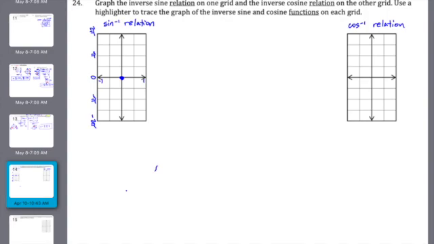Okay, and then at pi, it's back at 0. And then at pi halves, it has a value of positive 1. And then on this side, it goes like this. So at negative pi, it has a value of negative 1. And then it kind of just keeps repeating that pattern.